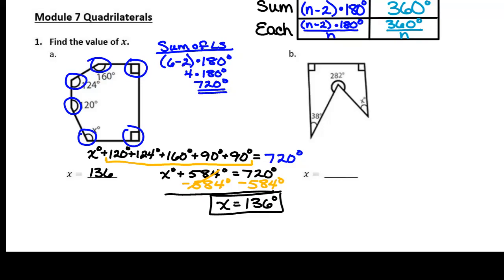I'm going to leave part B for you to do on your own, but part B you would do exactly like you do part A, except instead of having 6 angles, you have how many angles on part B? 5 angles. You have 2 90-degree angles, you have the 38-degree angle, the 282, and x. So those are the pieces that you would add together and set equal to whatever 5 minus 2 times 180 is. Yes? Yes, counting sides, counting angles. N technically means number of sides, but however many angles you have is going to be the same as the number of sides. Yep, that is a great question.